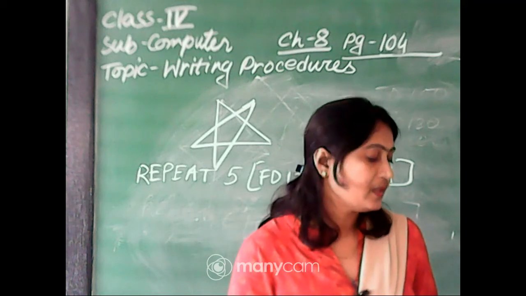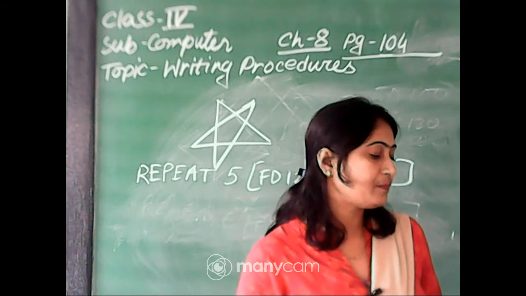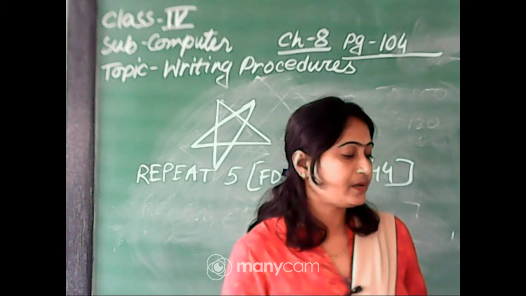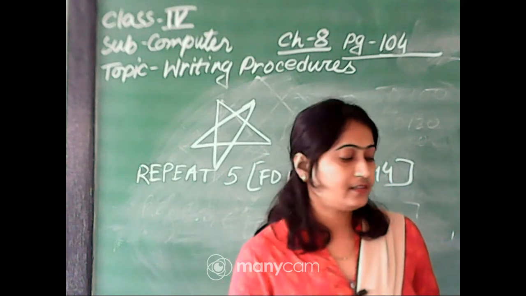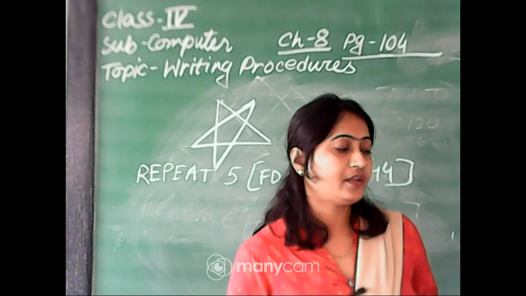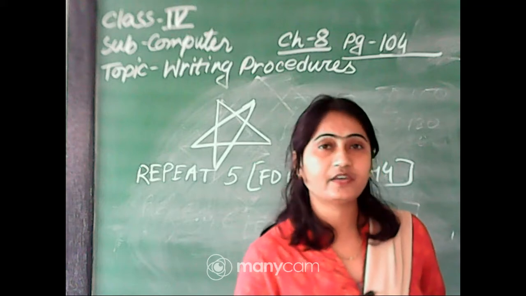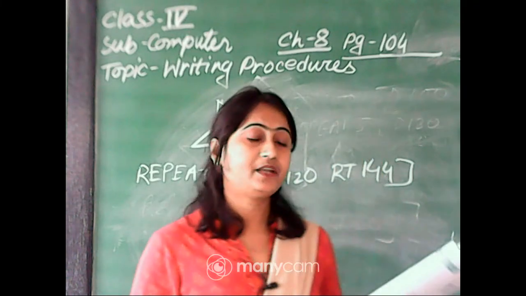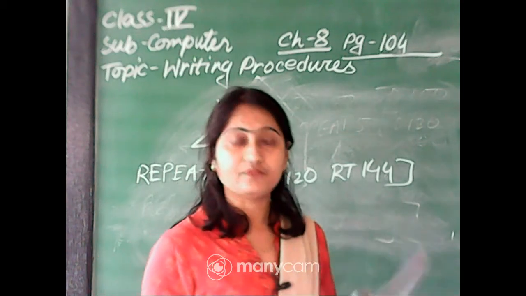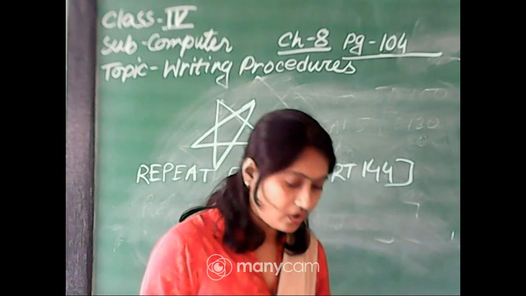I have shown it. And a star without using the repeat command: FD 120, RT 144, FD 120, RT 144, with FD 120 five times and RT 144 five times. Okay, draw a circle.